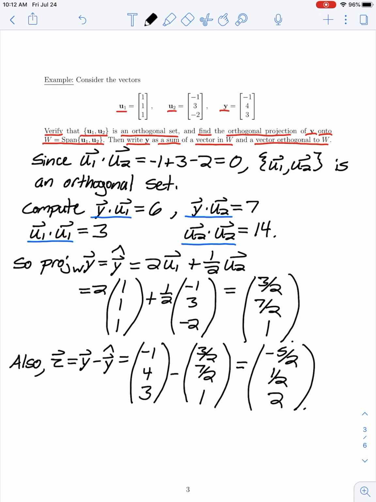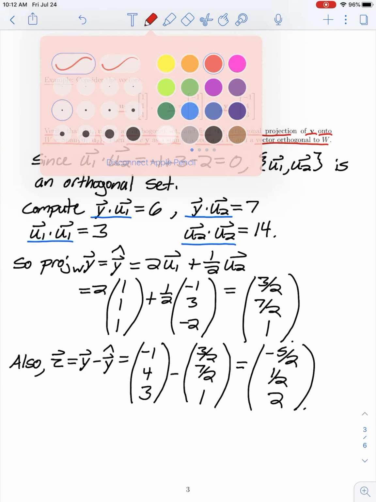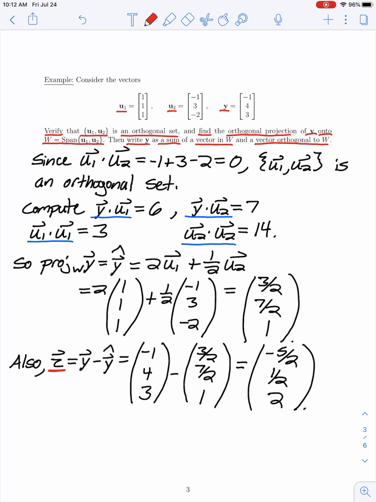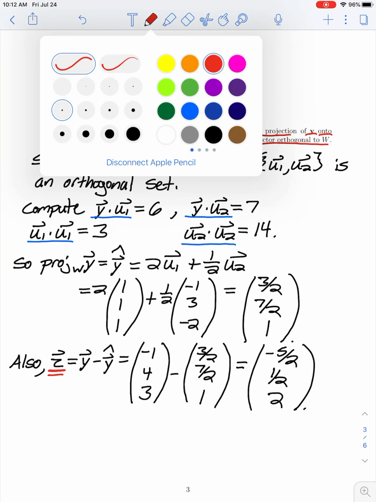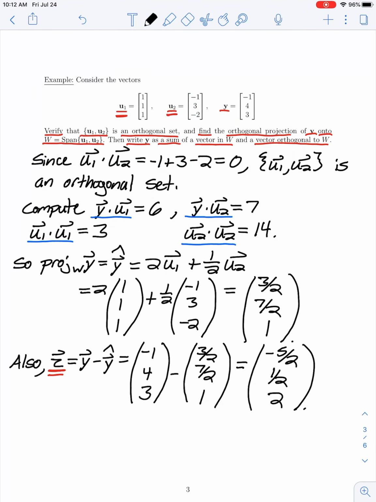Now, when we're working through these problems, one way that we can check our work throughout is this: our previous theorem states that this vector z should be orthogonal to the subspace W, which is spanned by u1 and u2. So we can check that this vector z is orthogonal to both u1 and u2 by taking the dot product to make sure that our work is correct.